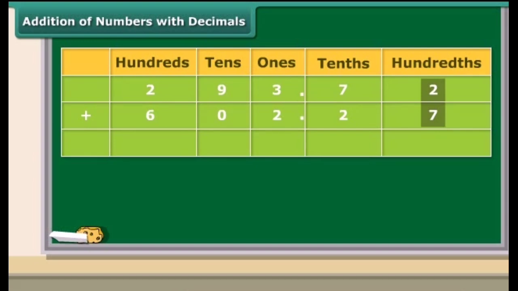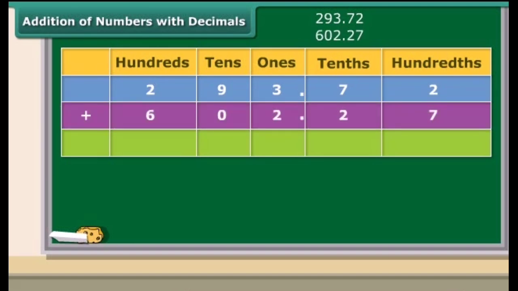Let us start with the addition of 293.72 and 602.27. Place the digits according to their place value in the table above. Add the numbers as done for ordinary addition. Place the point before two digits from right-hand side.